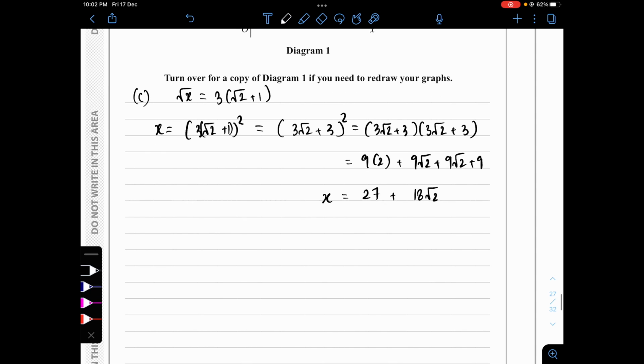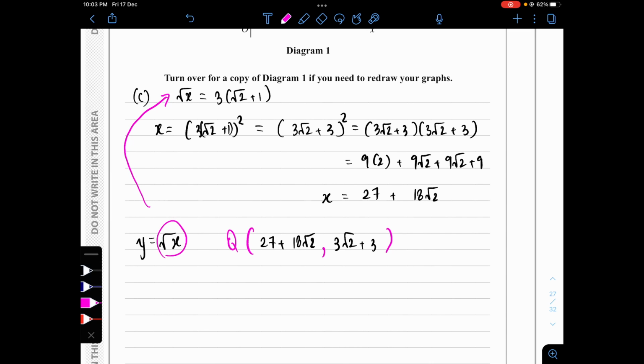Now, if you remember, y equals root x, right? And, well, you look at that, root x is here. So we already know what point Q is now. So we can write Q is, so the x coordinate is 27 plus 18 root 2. And then the y value is 3 root 2 plus 3. So that's our point Q and that is our answer.